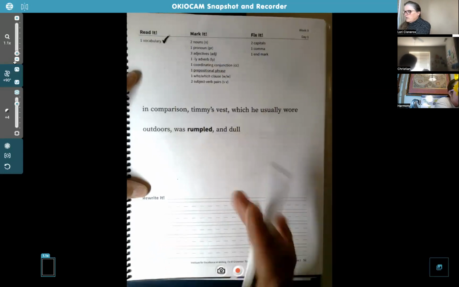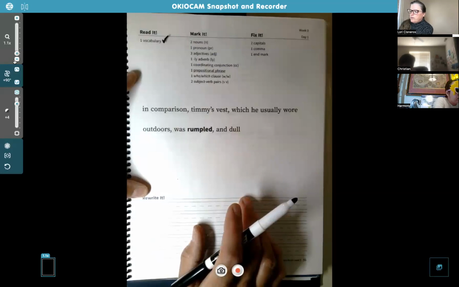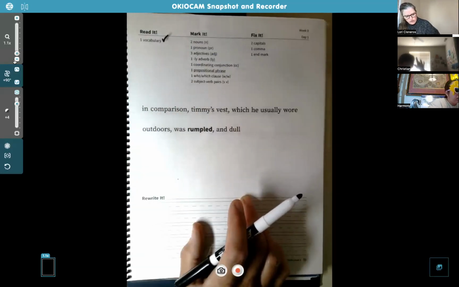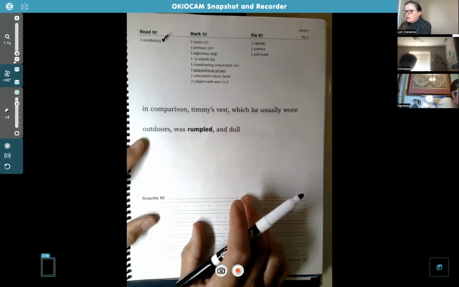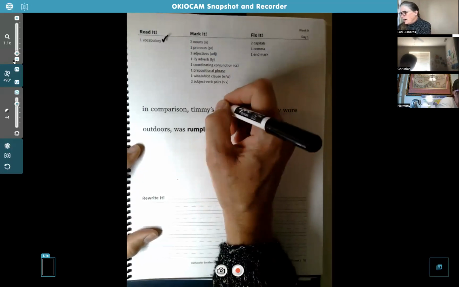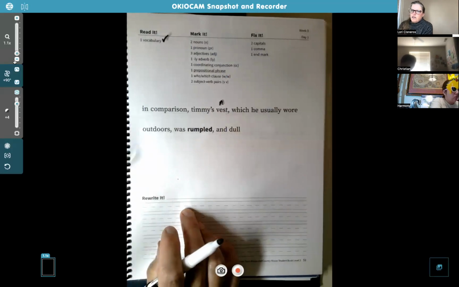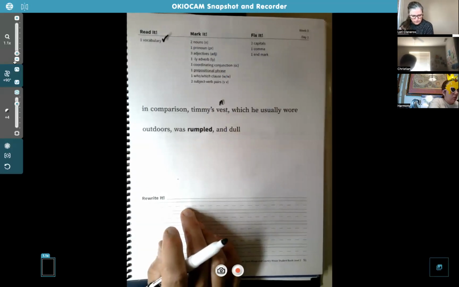Okay, let's move over here. We don't even have any articles today, so we're going to jump right into nouns. So Harmony, where are the two nouns in this sentence? Timmy's. Good guess. And normally it would be, but in this sentence it's actually an adjective because of vest. There you go. That's the noun, vest. And the other one's a little tricky to find. Not outdoors. I'll tell you why in a second.